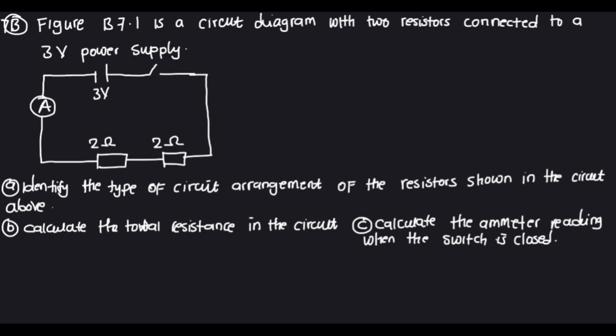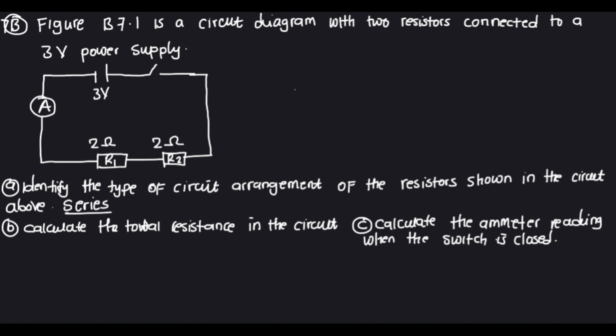Now let's look at the first question. Identify the type of circuit arrangement of the resistors shown in the circuit above. So the question is asking us, what type of arrangement is this? A series connection or a parallel connection? So we can look at the arrangement of the resistors. We'll call this one resistor 1, then this one resistor 2. We can see that these two resistors are in the same straight line, or in the same loop. So this is what we call the series connection.